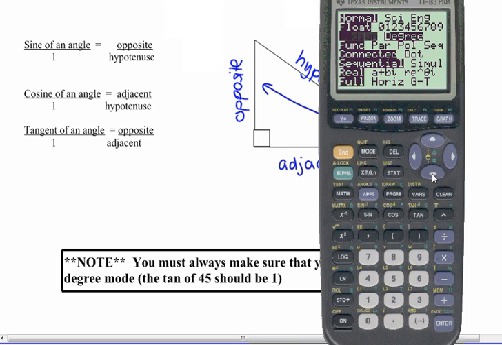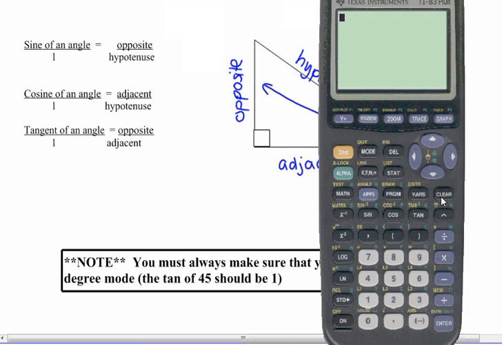Okay, so go down, arrow, make sure you push enter on degree, and it should be the highlighted one. To get out of there, I think you could just push clear. Clear is the easiest way, or second mode. Okay, how do you check? The easiest way to check to see if you have the right mode: tan 45, so the tan button is right above the bracket here, and it should equal 1.